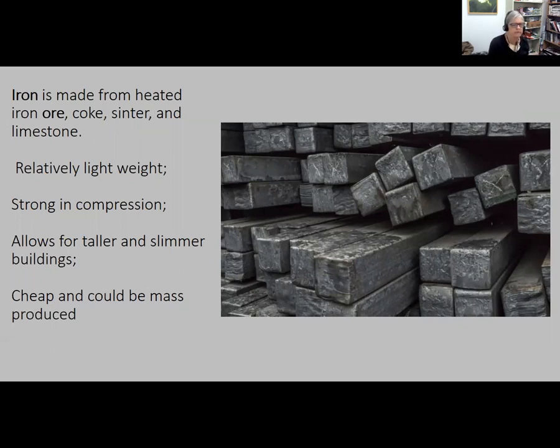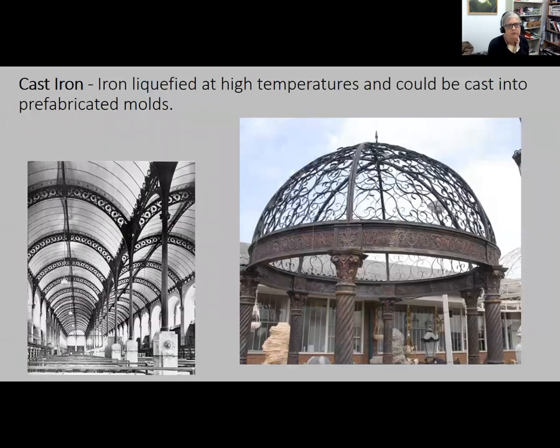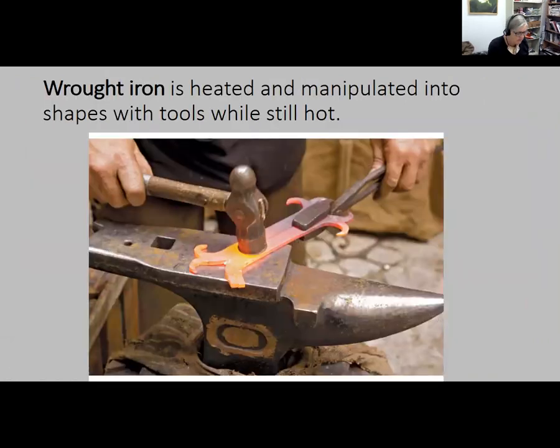There's a couple of ways that they make iron. One way is cast iron. They liquefy it and then they pour it into molds. This is made from cast iron. And wrought iron, on the other hand, is heated and then manipulated into shape with tools while the iron is still hot.